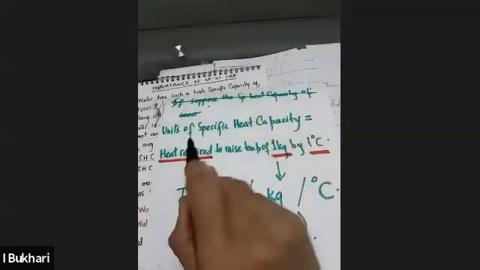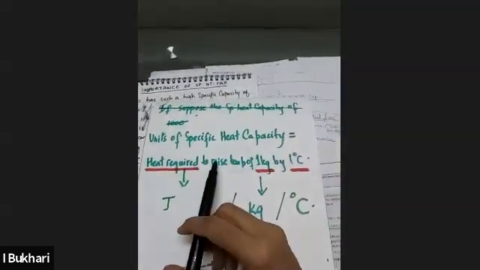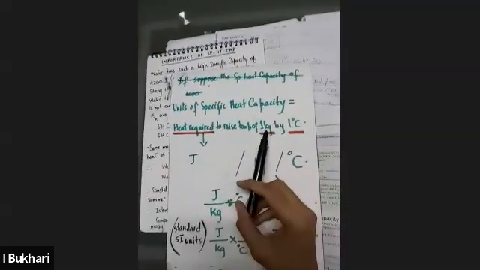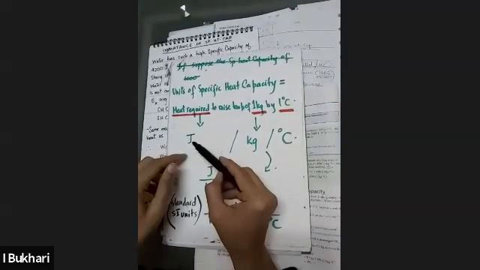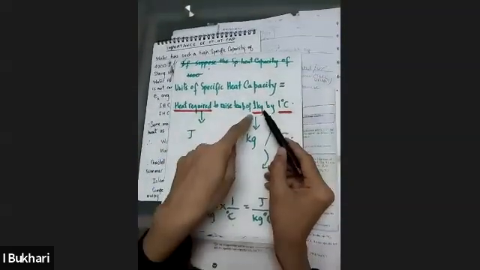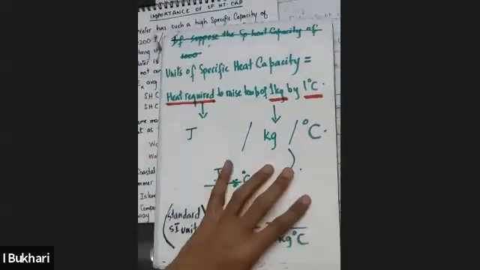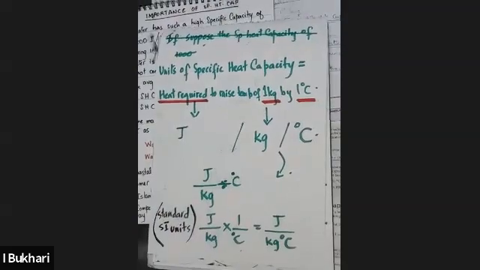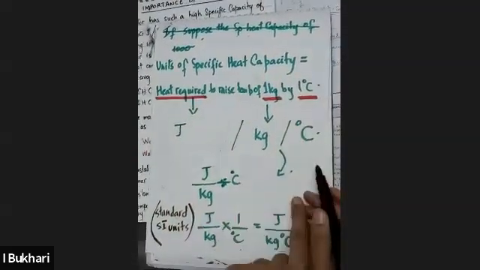Okay, now let's talk about the units of specific heat capacity. Keeping the definition in mind, specific heat capacity is the heat required to raise the temperature of 1 kilogram by 1 degree Celsius. So heat required in joules, mass 1 kilogram, and degree Celsius, right? So we get the units as joules per kilogram per degree Celsius.